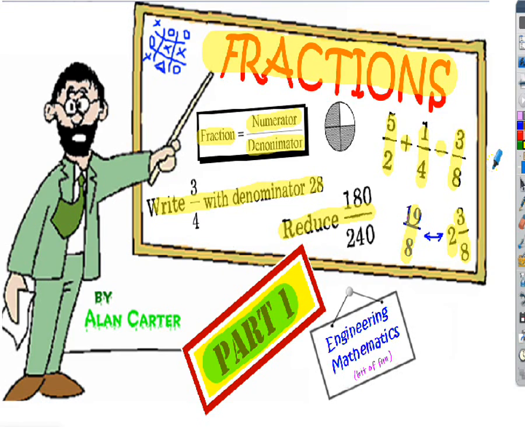For reference, part 2 of the presentation considers multiplication and division of fractions, and also looks at applying the precedence rules to solving fraction problems. That's applying BODMAS.